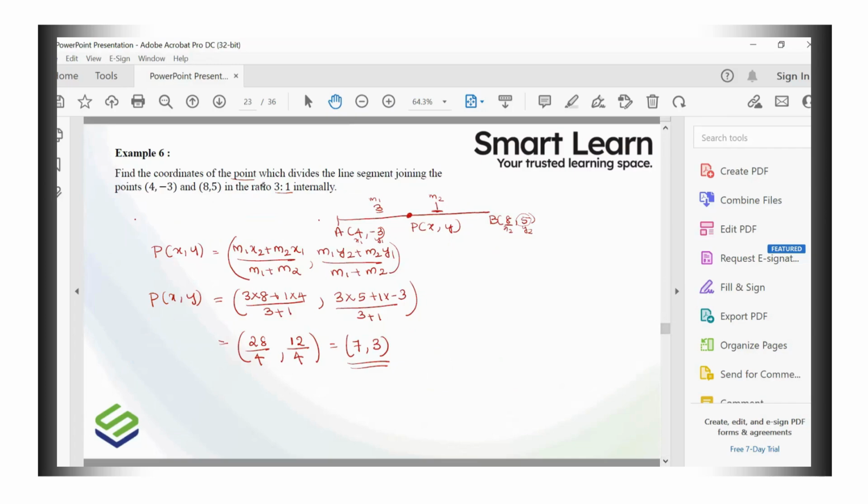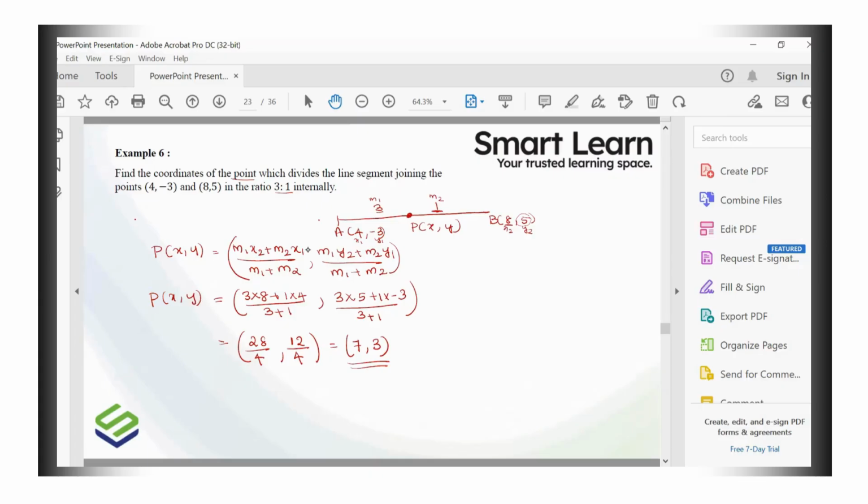Find the coordinates of point P which divides the line segment joining the points (4, -3) and (8, 5) in the ratio 3 is to 1 internally. So A I will write as (4, -3), B I will write as (8, 5). Here one point is dividing, that point is (x, y), in the ratio 3 is to 1. So what will be P of (x, y)?